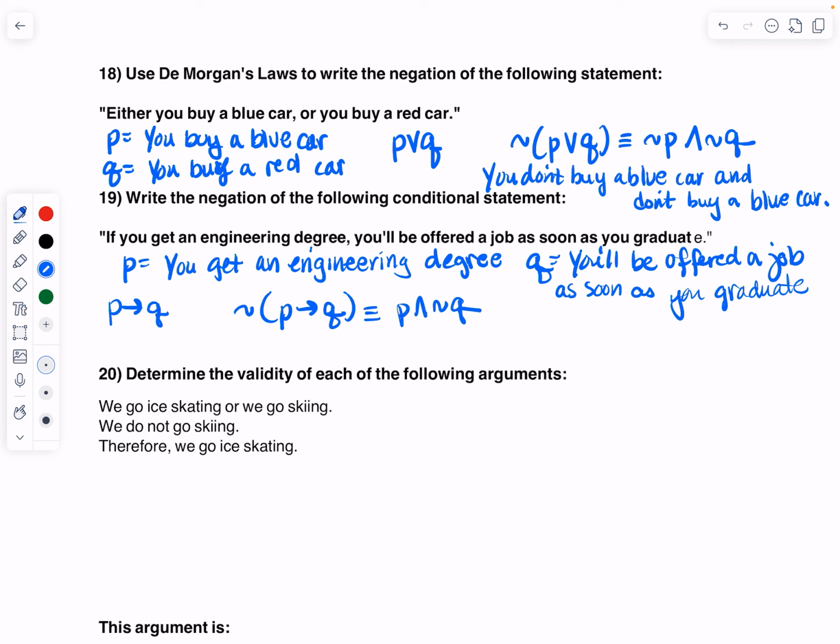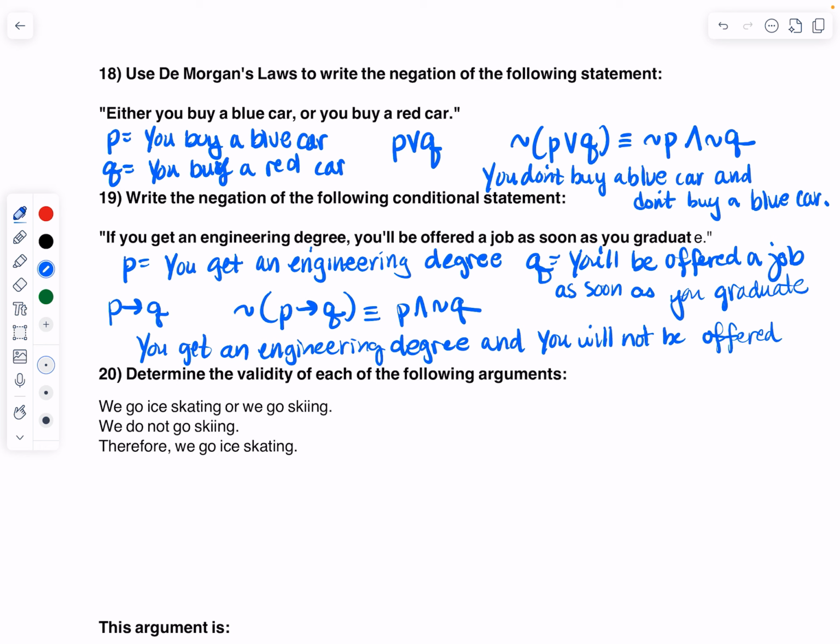So I'm going to write out, you get an engineering degree, and now I need to negate Q. You will not be offered a job as soon as you graduate. I'm running out of room there.